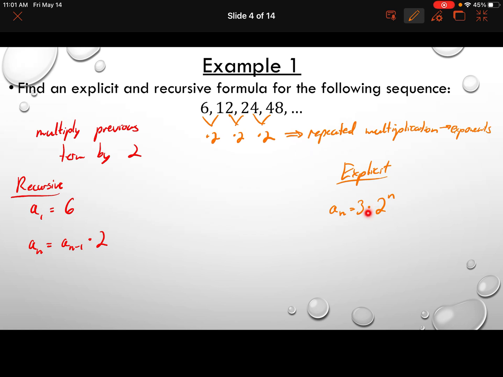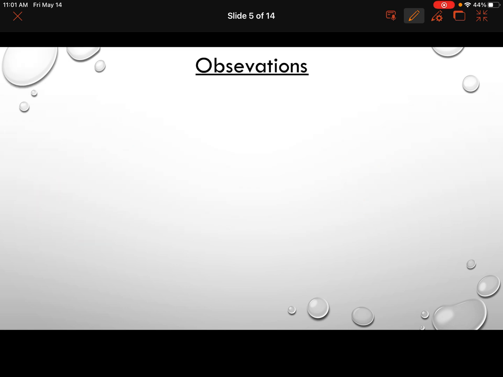Once again, it's 2 to the n, so it's 2 with an exponent because we want repeated multiplication, because we're just repeatedly multiplying by 2 for every next term. And then we had to also put in this 3 times part because we wanted our first term to be 6, right? And if we wanted our first term to be 6, we wanted to do 3 times 2, which gave us that 6. So let's see what kind of conclusions we can make from here.